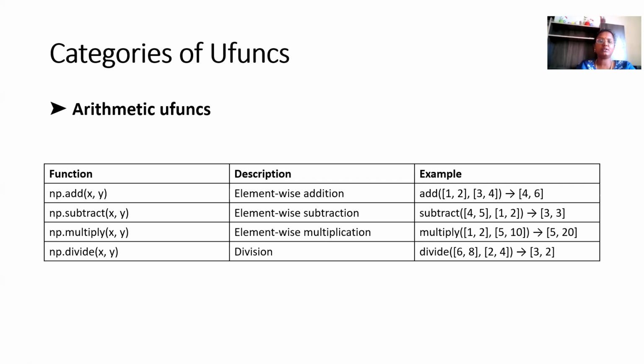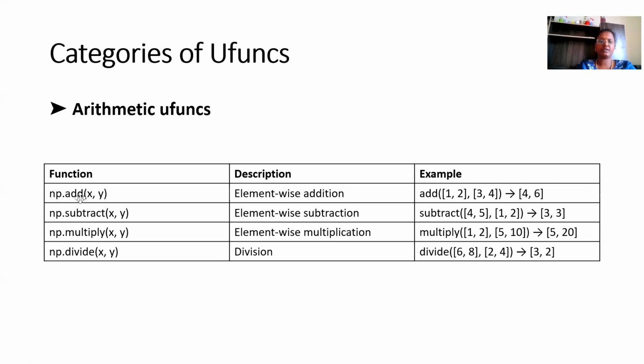So here you can see what the arithmetic universal functions available in data analysis are. The function called np.add(x, y). This is the element-wise addition. So for example, add [1, 2] and [3, 4], automatically it will give you the output [4, 6]. If it is a basic mathematical addition operation, we have to perform 1 plus 3, 2 plus 4 like that. But in the NumPy library, using this universal function, you can directly perform that addition operation.